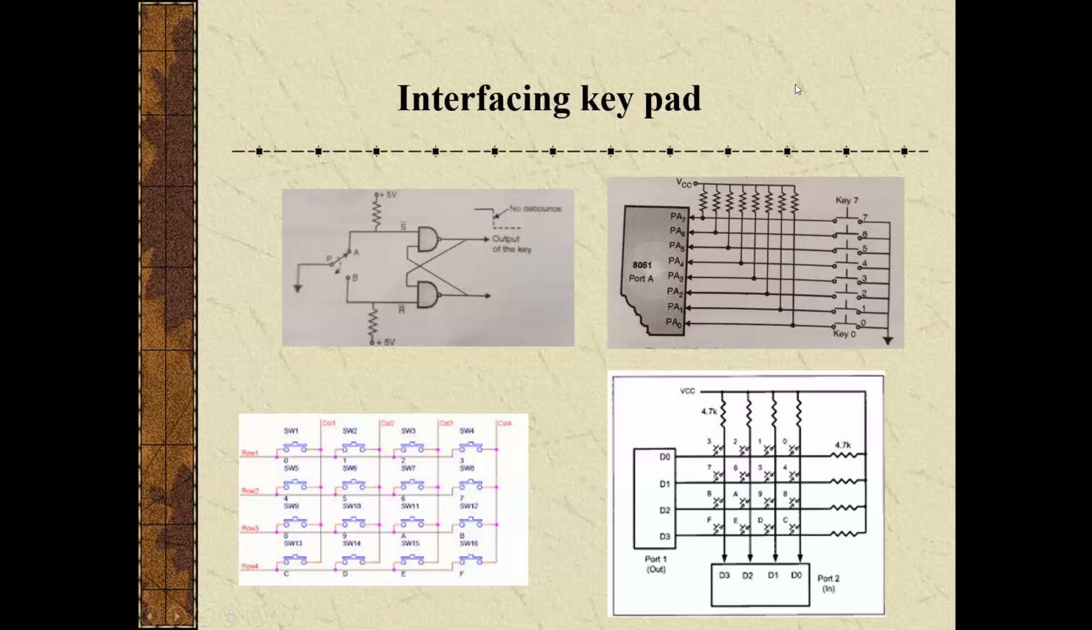Today we are going to see interfacing the keyboard to our microcontroller. In the previous lecture we have seen the theory part. In today's lecture we are going to write an assembly language program for interfacing the keypad. I have told that there are two types of keypad, non-matrix and matrix. We are going to interface a matrix keyboard to the microcontroller.